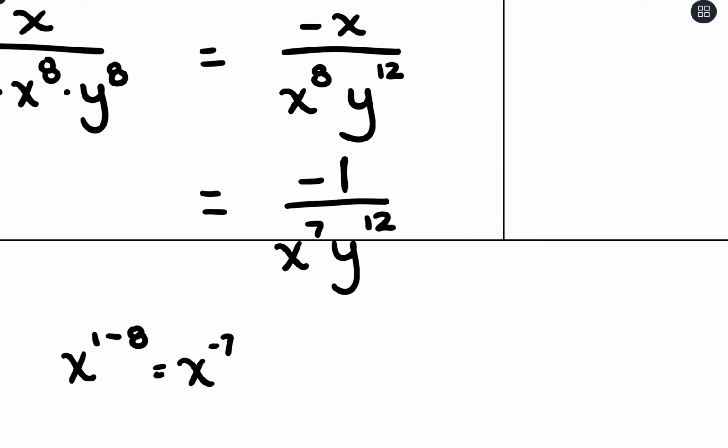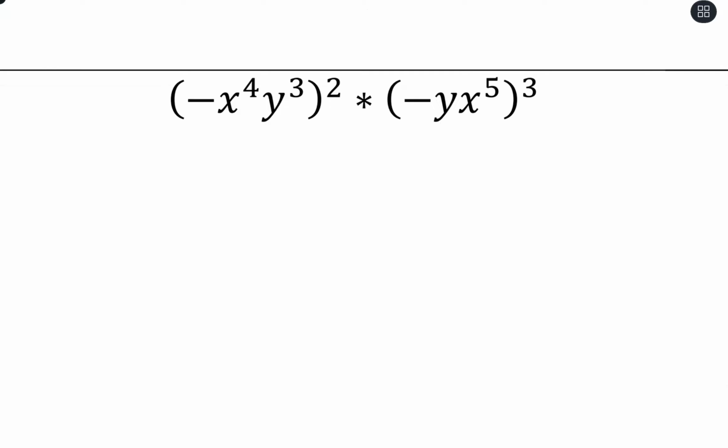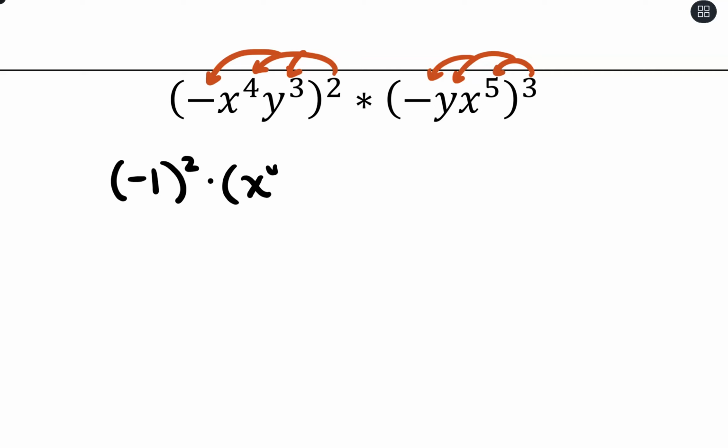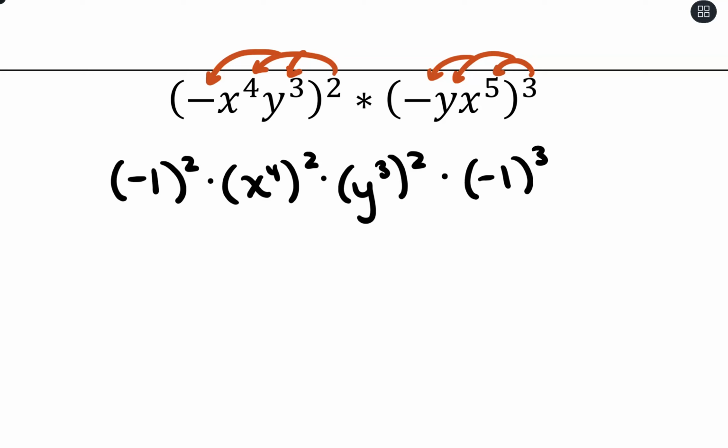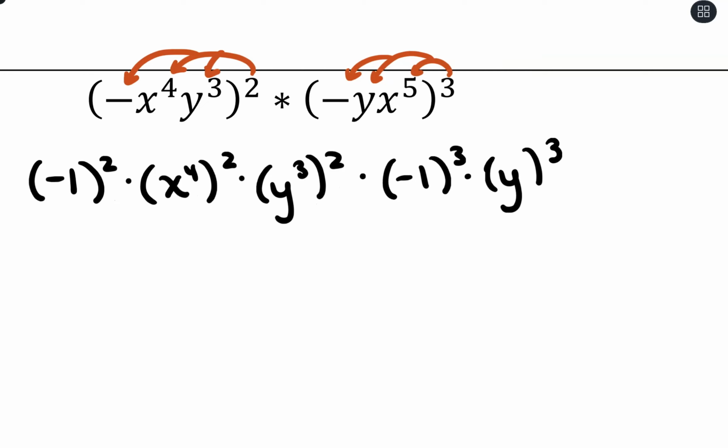Okay, last example here. Okay, exponent of 2 going in here. Again, I see that negative symbol, so I'm going to think of it as negative 1. Same thing with that exponent of 3. So I'm going to have a negative 1 squared times x to the 4th squared times y cubed squared times a negative 1 cubed times y cubed times x to the 5th cubed.